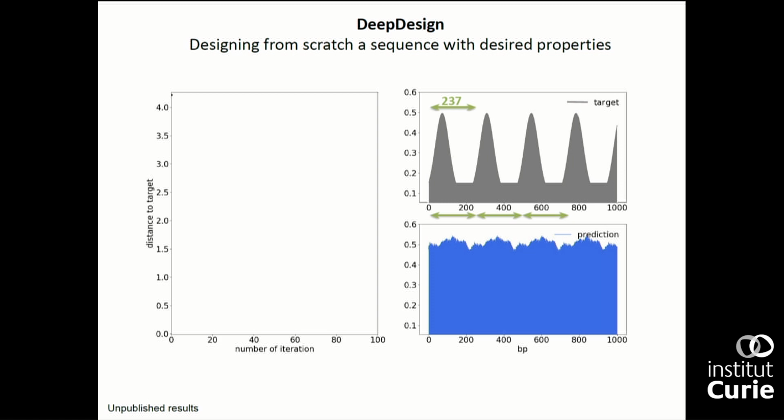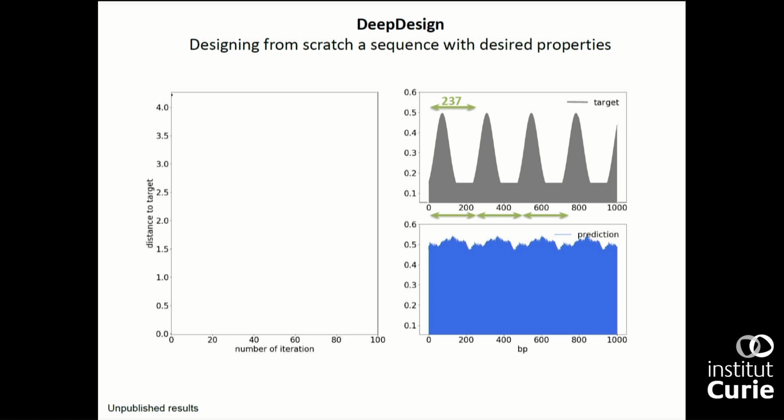Then we said, OK, this is our target. Our target is one nucleosome positioned at the beginning of the sequence, then a big hole of 90 base pairs, and then a second nucleosome. And now we want to change the sequence so that this predicted density will reach this target.